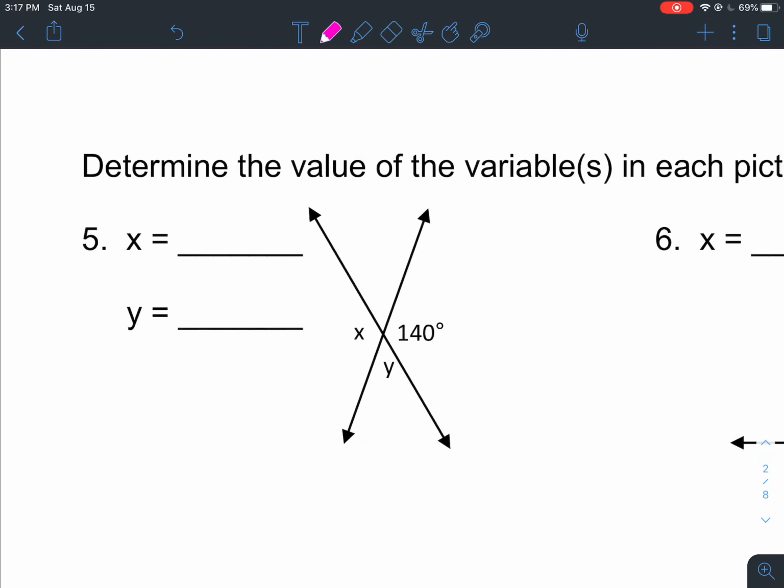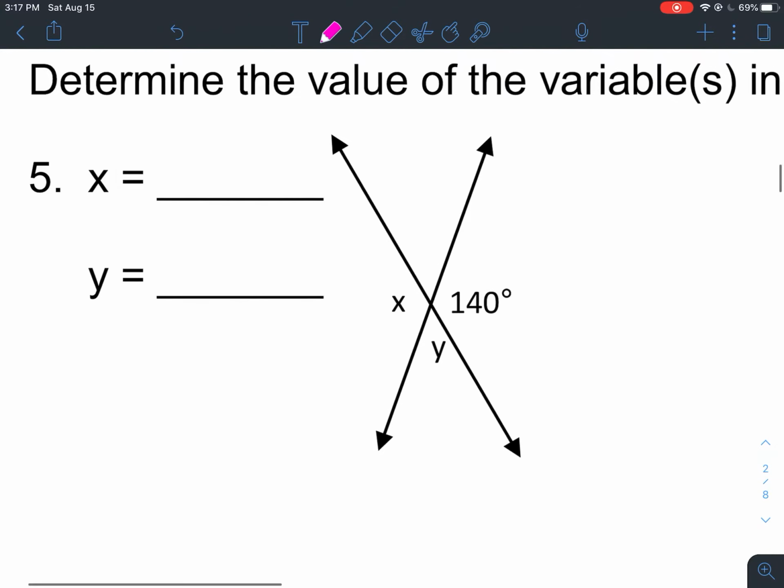Number five, determine the values of X and Y. All right, so for number five, let's do X first. These are called vertical angles, and we just learned that vertical angles are always congruent, so X must be equal to 140.